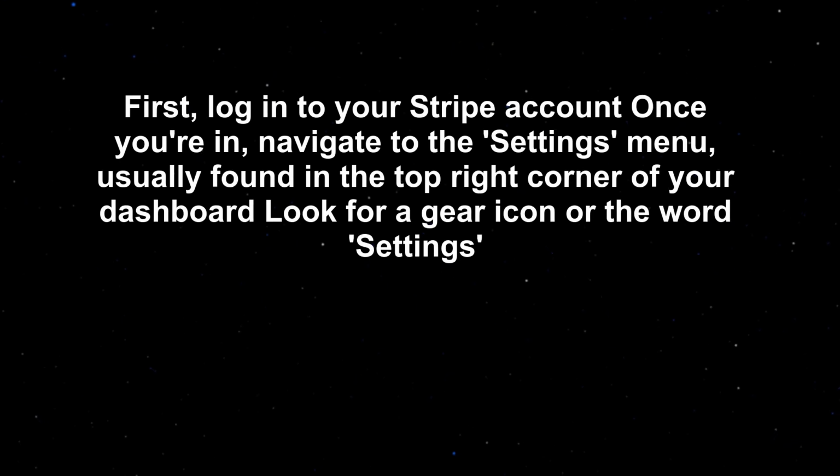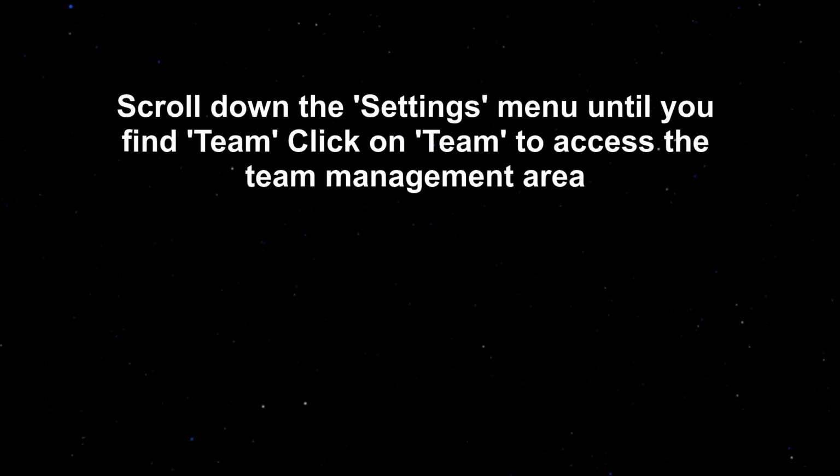First, log into your Stripe account. Once you're in, navigate to the Settings menu, usually found in the top right corner of your dashboard. Look for a gear icon or the word Settings. Scroll down the Settings menu until you find Team. Click on Team to access the team management area.